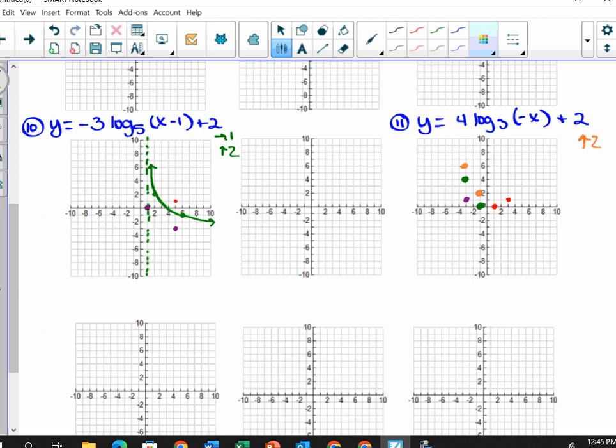Where is the vertical asymptote? Still at 0. All of that stuff happened and none of it did anything to the asymptote. Okay? It is only a horizontal shift that will change your vertical asymptote. So it is still right here. And then your shape kind of looks like that.